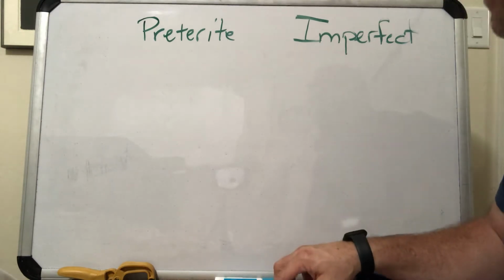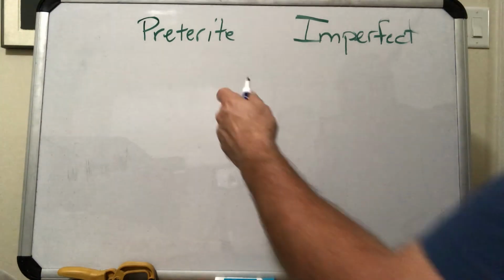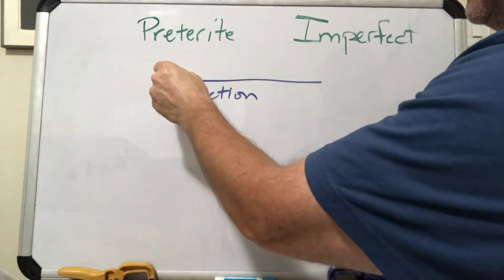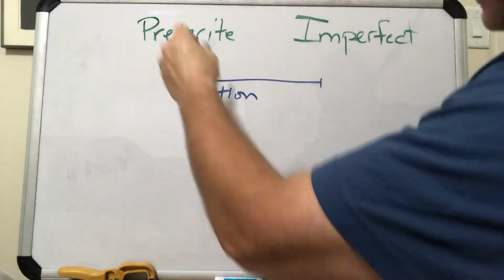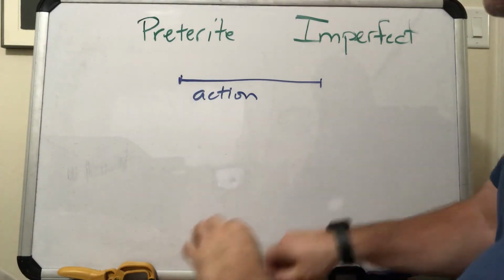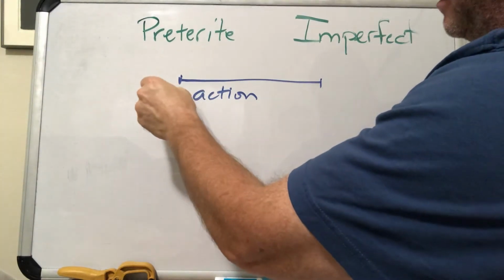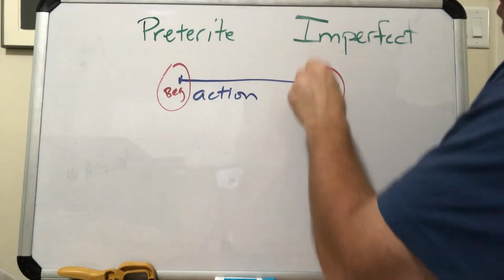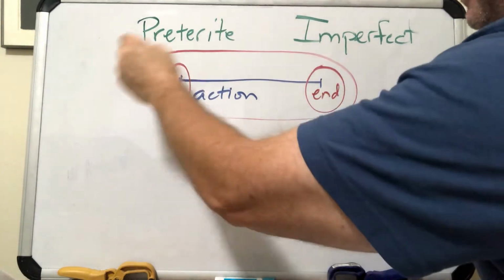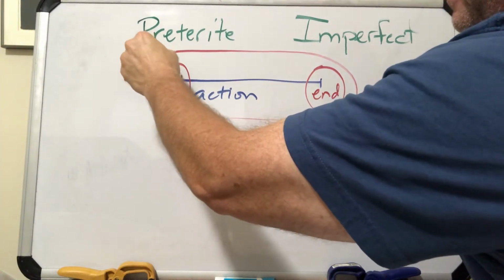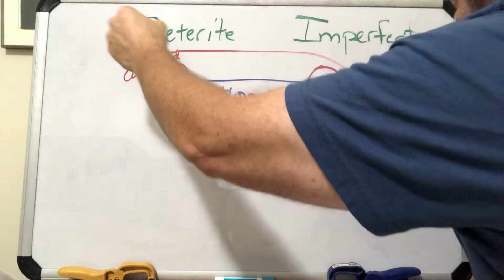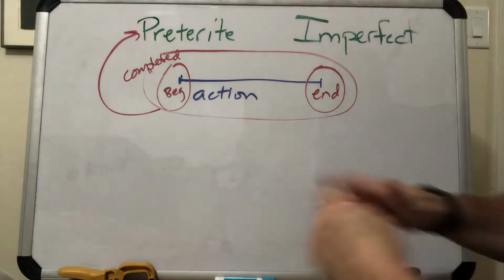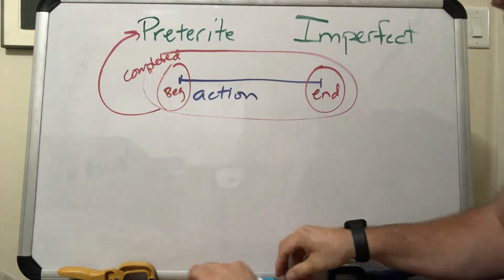If you think about an action, this is the action here. This is the beginning of the action, this is the end of the action, and this is the completed action. If we talk about the beginning all by itself, or the end of an action, or the completed action, all of that is preterite. All the red is preterite: the beginning, the end, or the completed action.